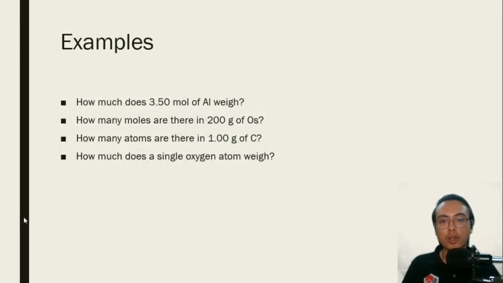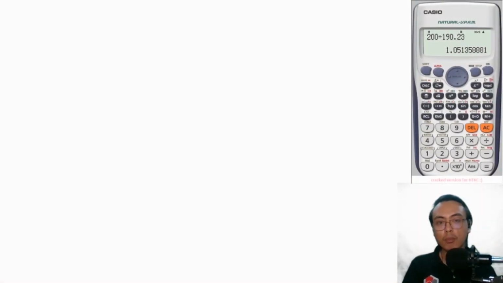How many atoms are there in 1 gram of carbon? So based on this given, we are now converting from mass to number of atoms. If you consult our chart earlier, there is no direct conversion from mass to number of atoms. So we need to convert first from mass to mole and then from mole to number of atoms. So let's write the given. We have 1 gram of carbon and we want to know how many atoms are there in this sample.